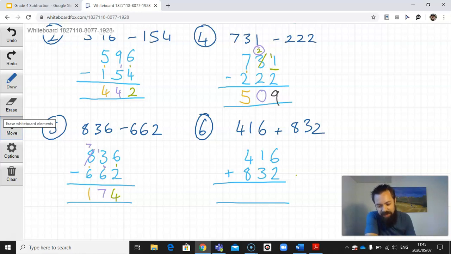This is an addition problem. I'm going to do it quickly. It's not what we're focusing on today, but let's do it anyway.